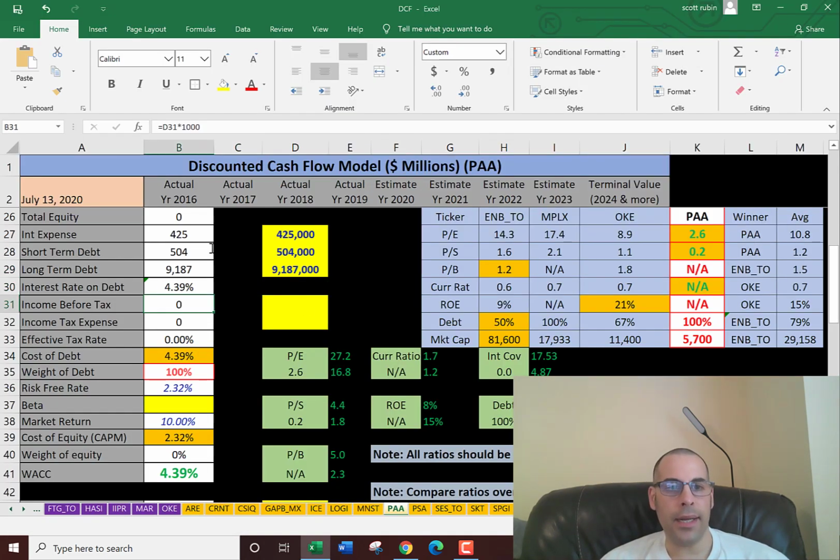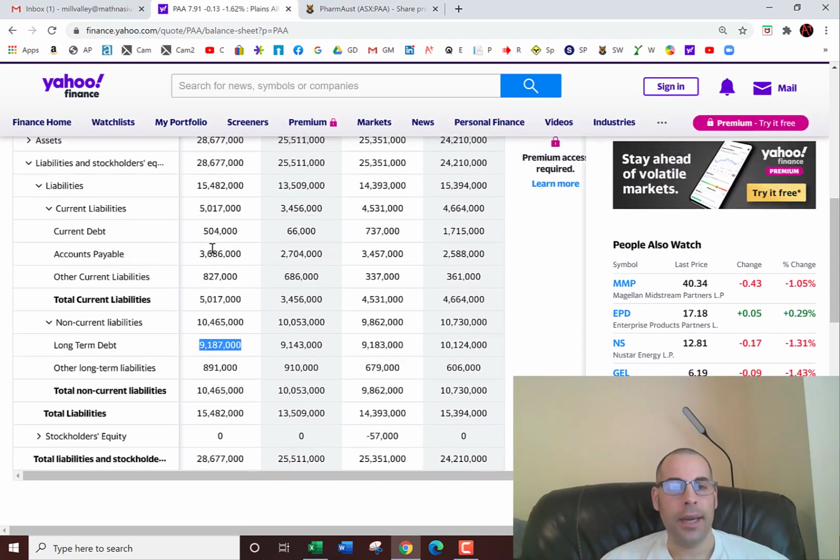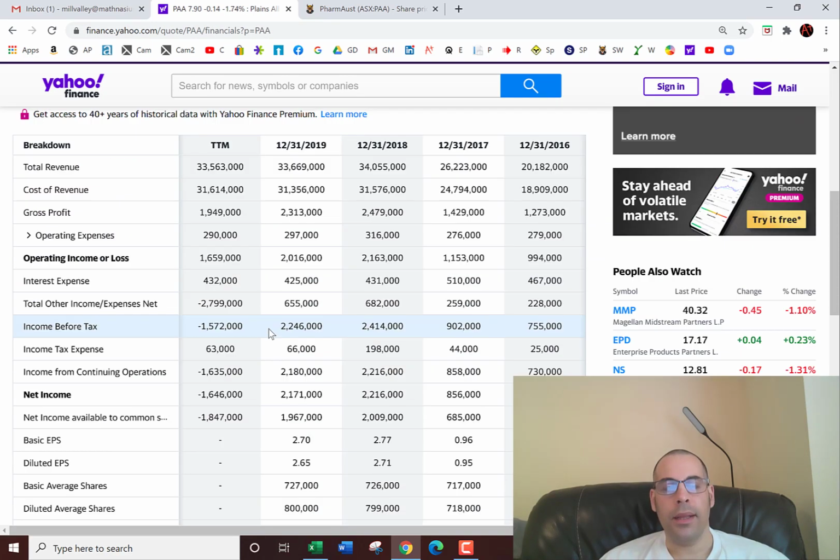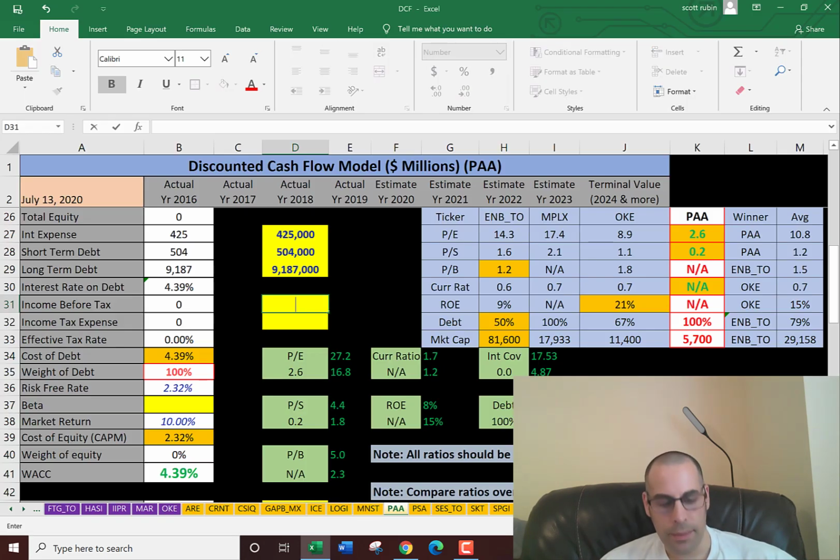Interest rate on the debt is 4.4%. Interest payments are tax deductible. Let's go to the income statement to get their effective tax rate. Since the income statement uses accrual accounting, some years may not be as applicable as others. Let's look at 2018. That seems to be more appropriate.